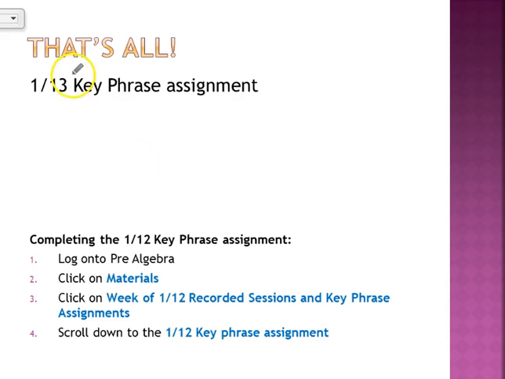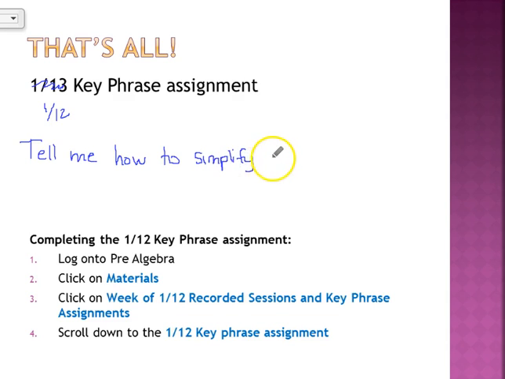All right, so we are ready for the week of 1-12, not 1-3, key phrase assignment. I want you to tell me how to simplify, which means you're going to write your answer as a power. How to simplify x to the 10th over x squared. How can you simplify that? That is your key phrase assignment.